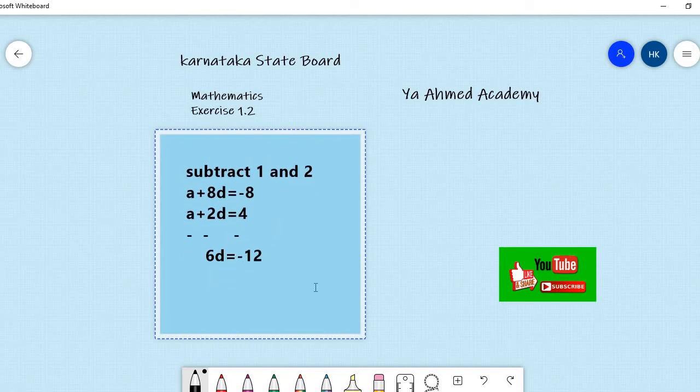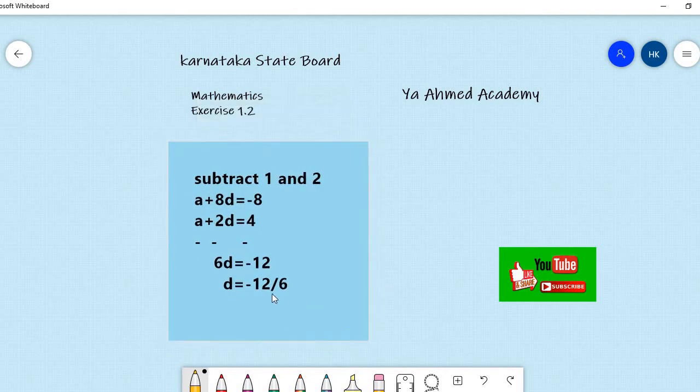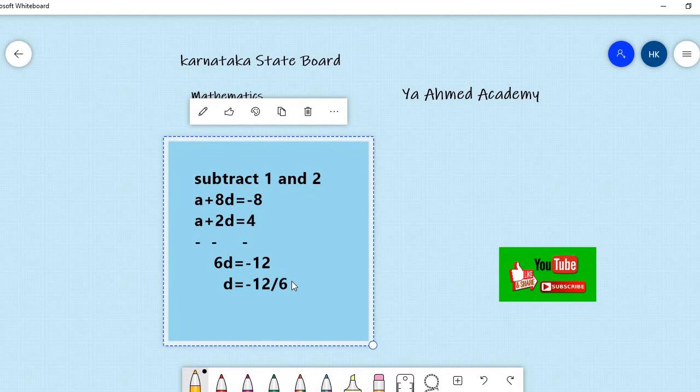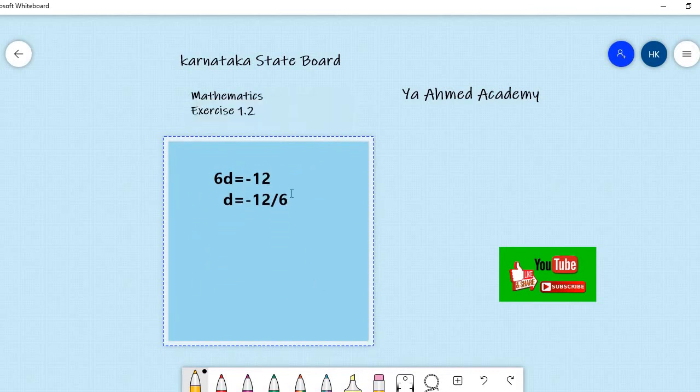Now just divide it. Keep 6d equal to minus 12, divided by 6, because 6 is in multiplication, so if it comes to this side, it will go in division. 6 ones are 6 and 6 twos are 12. As you know, it's divisible and you get 0. 6 ones are 6, 6 twos are 12. As it has a negative sign, minus 2 will be the answer.